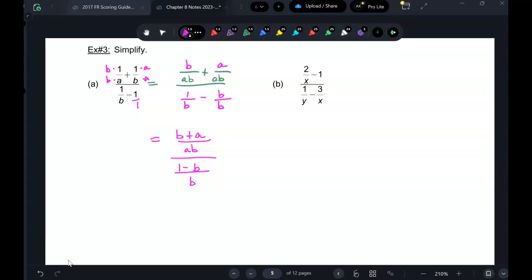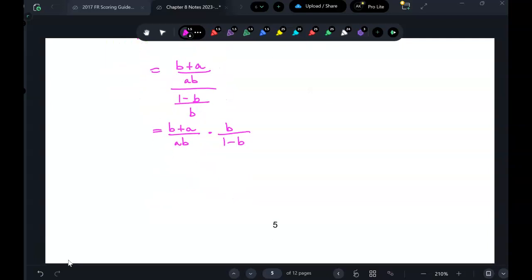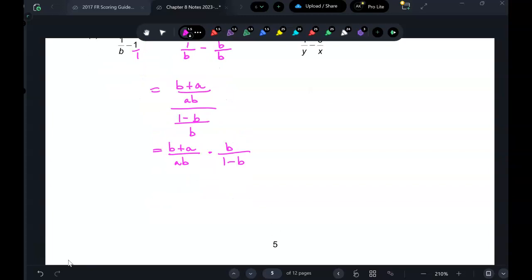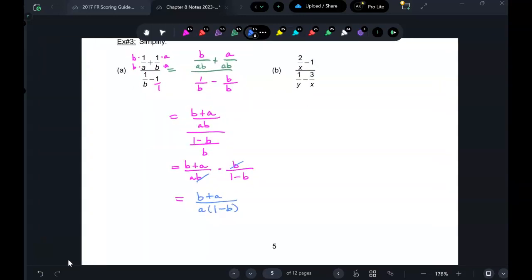Okay, so remember, if you have a fraction divided by a fraction, you're going to keep the top one, and then we're going to change this to times b over 1 minus b. That's the opposite. So what do we notice? Does anything cancel? Yes, the b's. So I'm left with b plus a over a times 1 minus b. And then cross cancel.